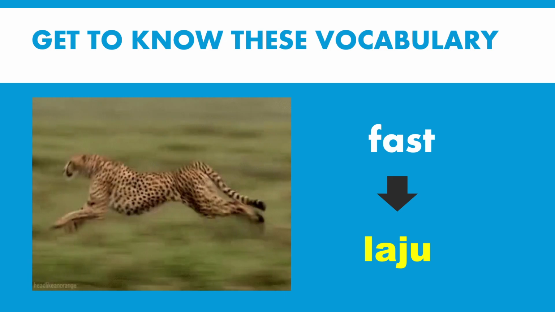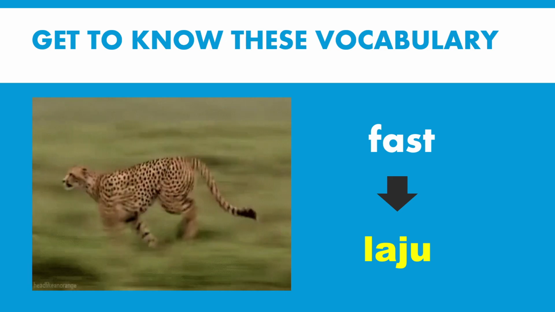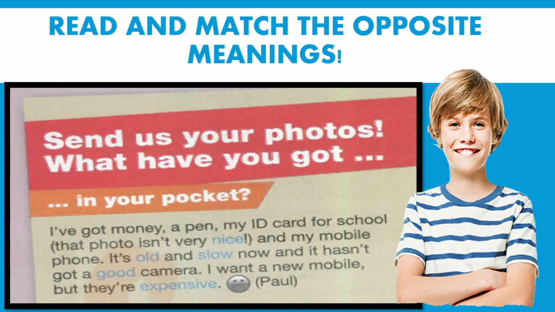activity. Make sure you know the meaning for each word that we went through just now. Okay, now we are going to read and match the opposite meanings. How are we going to match the opposite meanings? Do you realize that in the text itself, there are a few words in blue color? These words in blue color, you have to match to the opposite meaning, which are the words that we went through just now. Do you get what I mean? If you do, let's start to read first the text.